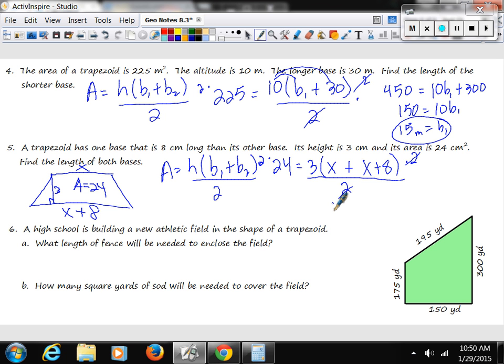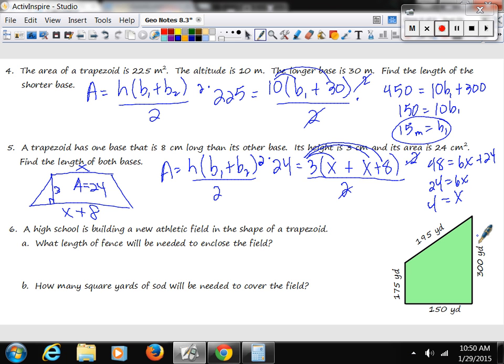And these 2's will cancel out. You'll get 48. And when we distribute here, we get 3x plus another 3x. So I'm going to put 6x rather than put the two 3x's. So I could have combined these already, got 2x, and then 3 times 2x would have been 6x. 3 times the 8 is 24 over here. When you subtract 24 on both sides, you're going to get 24 equals 6x. When you divide both sides by 6, you're going to get x equals 4.